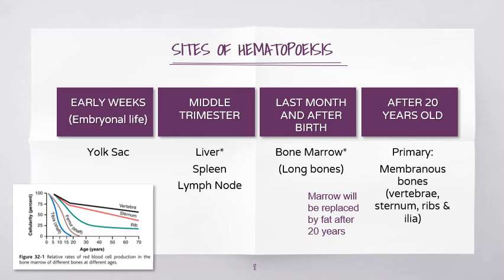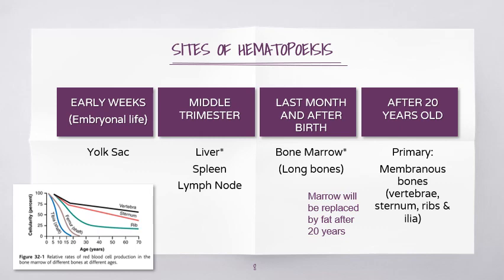So the production of the red cells in the body occurs in different parts and in different organs. In the early weeks of gestation, or during embryonal life, primitive nucleated cells are produced in the yolk sac. As the pregnancy progresses, during the middle trimester of gestation, the main hematopoietic site will be the liver. But reasonable numbers will also be produced in the spleen and in the lymph nodes.